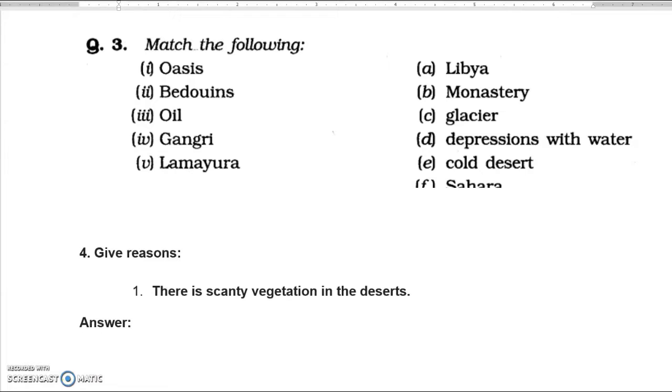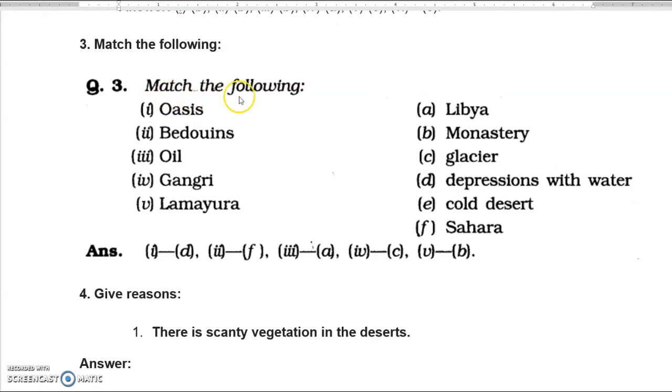Children, in the last class, we have learned so many questions. I hope all of you have studied all those questions very well. Shall I ask some questions? Okay. Sahara is a dash type of desert. Which type of desert is Sahara? Yes, hot desert. Then, this Sahara is located in which part of Africa? Sahara is located in the northern part of Africa.